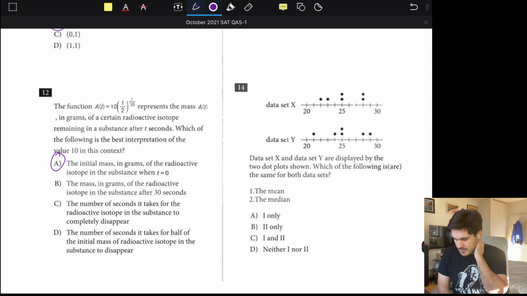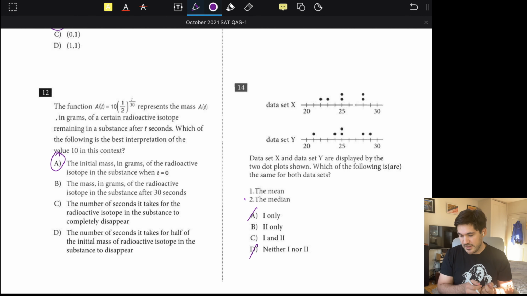14, we have these two data sets. Which of the following is the same for both data sets, mean and median? Just calculate them. We see that the median for both is 25 because the middle points are at 25. So it has to be at least condition 2. So it can't be answer choice A or D. But then just calculate the mean for them.